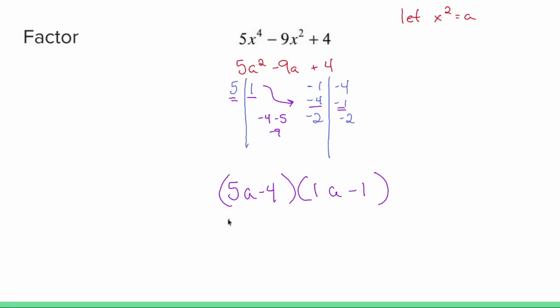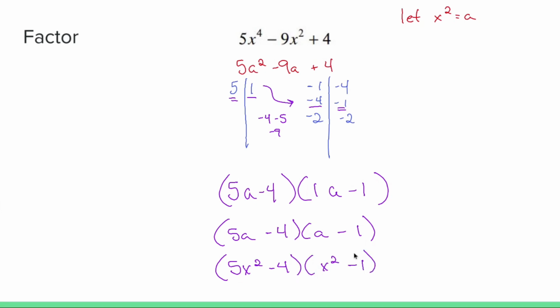Now, you could look at this and say, I don't need that 1 there. Great. So if you write out 5a minus 4 and regular a minus 1, you're not good enough. Why? There are no a's in the original problem. Remember, a is x squared, so my final answer is going to be 5x squared minus 4 times the quantity x squared minus 1. And you take a look at that, and you might be happy and think that you're done. But wait a gosh darned minute.